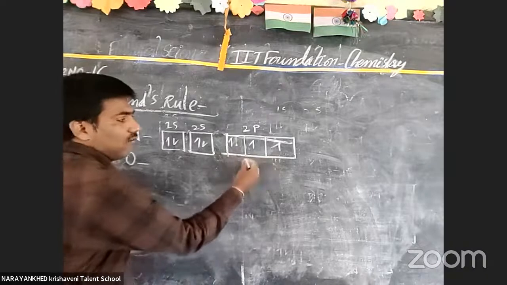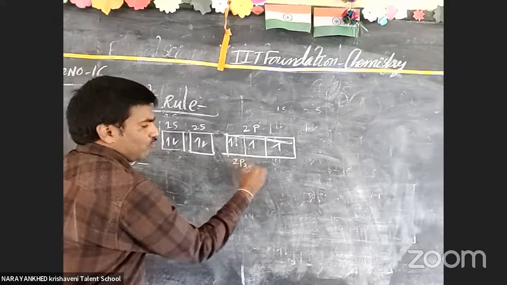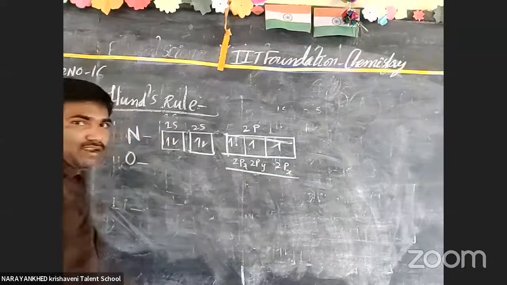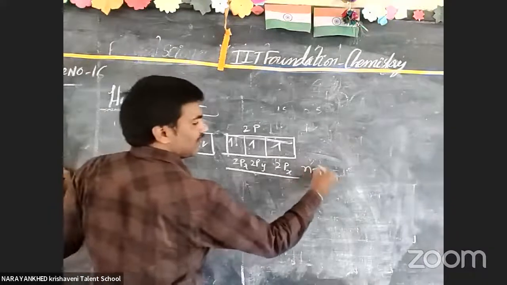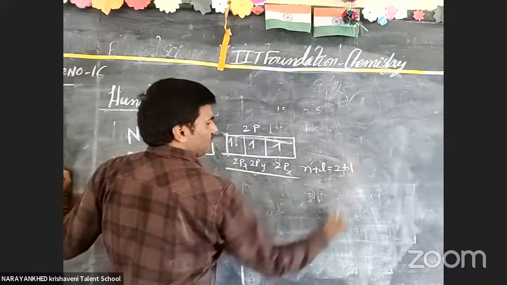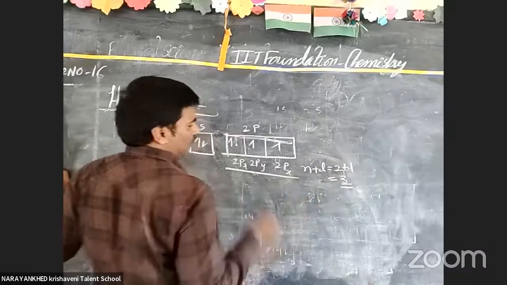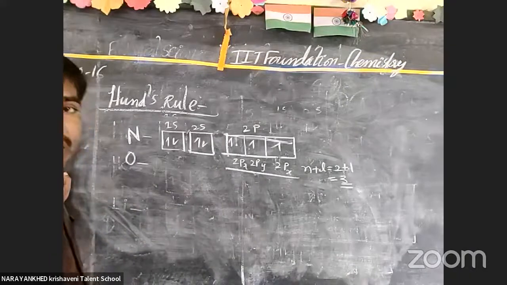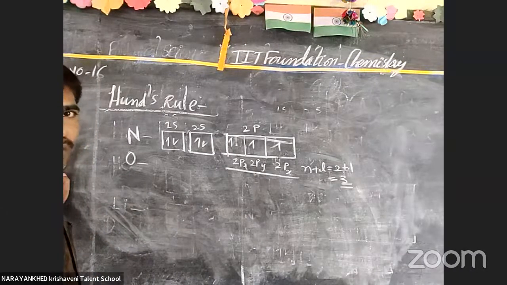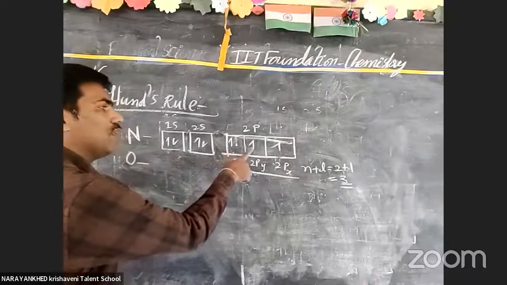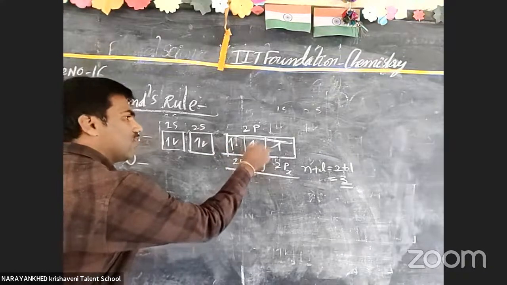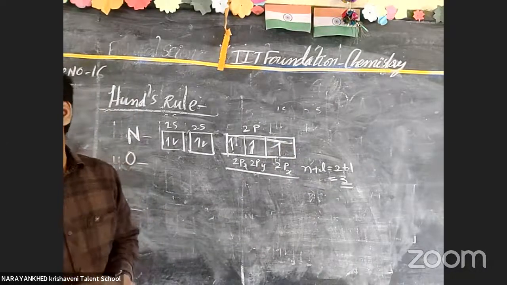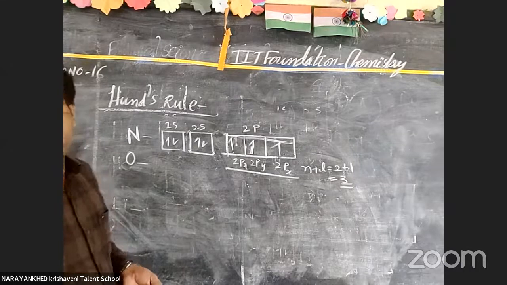Now these are called degenerate orbitals: 2px, 2py, 2pz. Why? Because the n plus l value is the same for them. What is the n plus l value here? 2 plus 1, that is 3. Here also 3, here also 3. That's why they are called degenerate orbitals. Now, every orbital in this degenerate set is filled with one electron at first, one electron, one electron. Got it? Only after that is pairing possible.